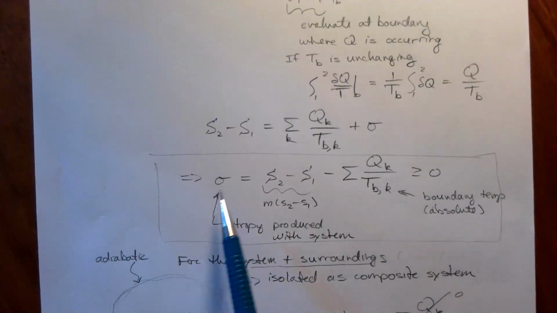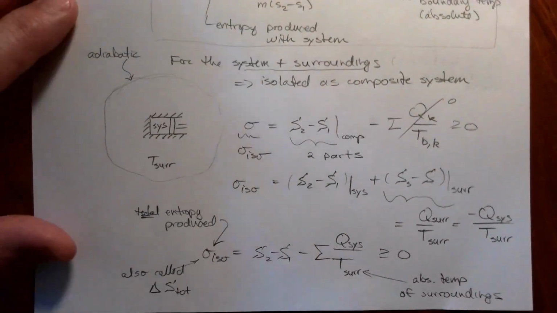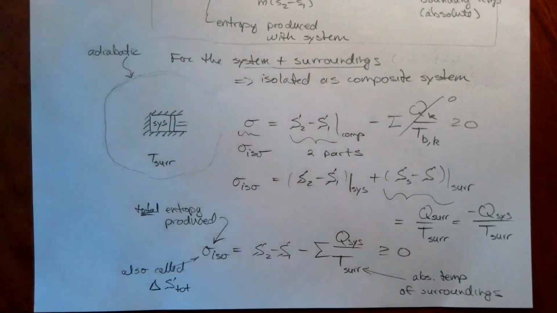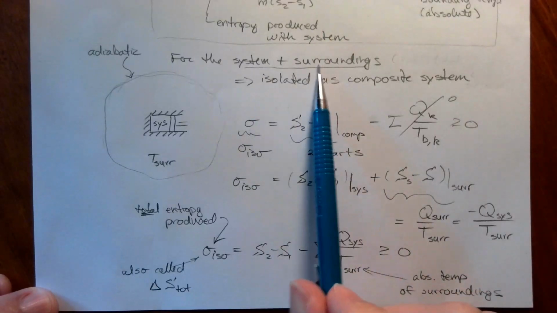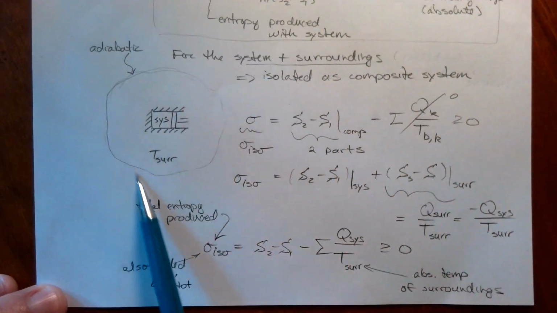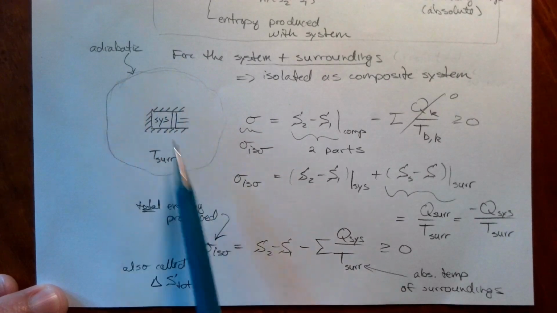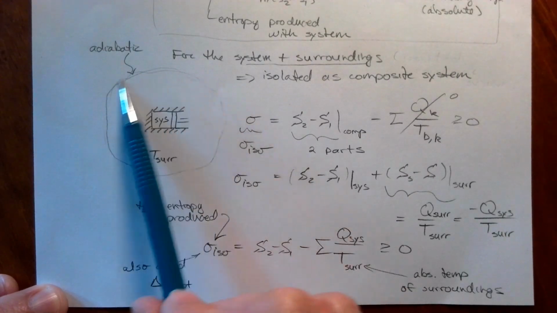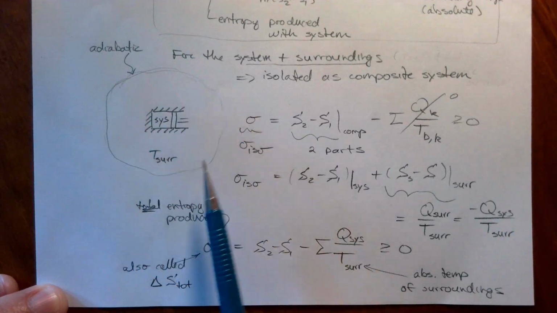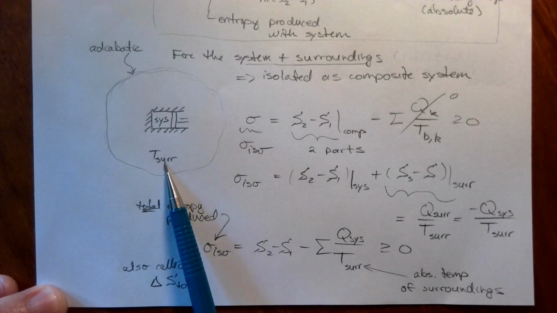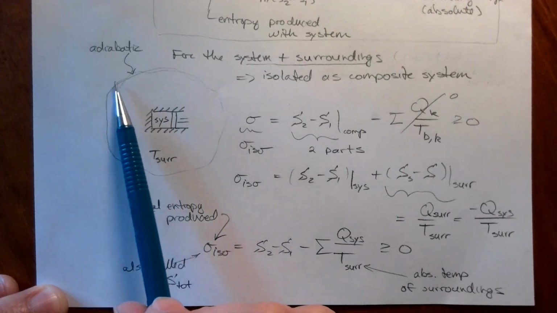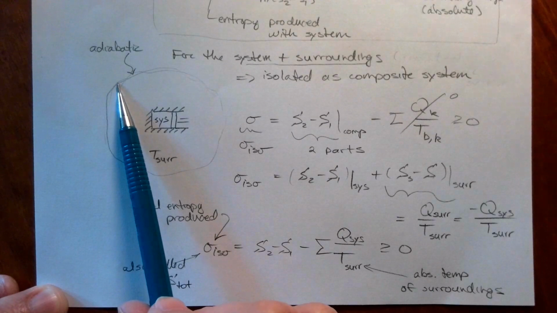Again, this is only considering the entropy being produced inside the system. We could then come up with another equation that would work, and a lot of times this is more convenient. We're going to consider the system plus the surroundings as a composite system. Here's our system inside, and all of the immediate surroundings we're going to treat as a thermal reservoir at a temperature T of the surroundings. So the outside of this composite system would be adiabatic.